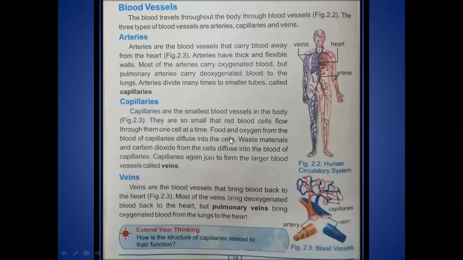Then that carbon dioxide goes into the alveoli of the lungs, and then I told you that carbon dioxide is exhaled out. Waste material and carbon dioxide from the cells diffuse into the blood of capillaries. Capillaries again join to form the larger blood vessels called veins. You can see, first of all, the red capillaries go and join the blue small capillaries, and then those blue small capillaries join to form veins. In other words, arteries and veins are joined by the capillaries.